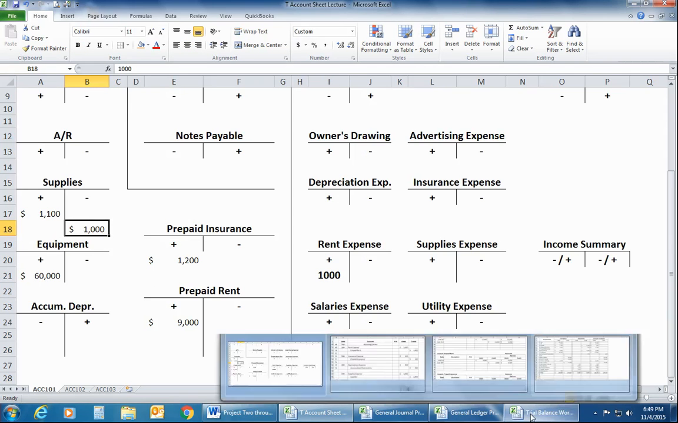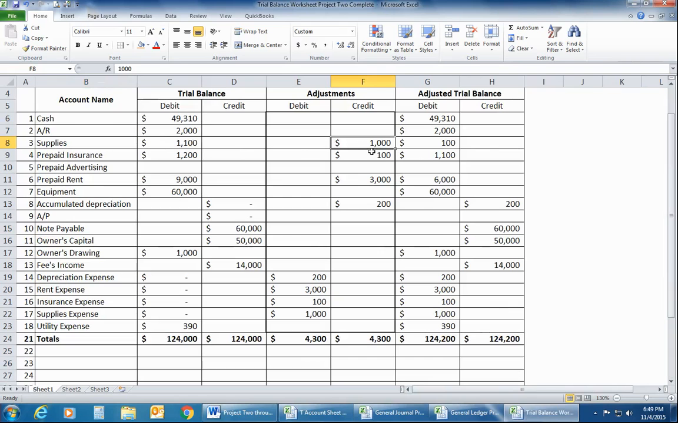If we look back over at our trial balance worksheet, that's exactly what we see here for the account. We have a $1,000 decrease in our balance for supplies, and this is the entry that is going to be decreasing that balance. And we have an increase in our balance of supplies expense. So these two here are the entries that we're going to have. If we were to look at this in the general journal, it's going to be a $1,000 debit to supplies expense and a $1,000 credit to supplies.